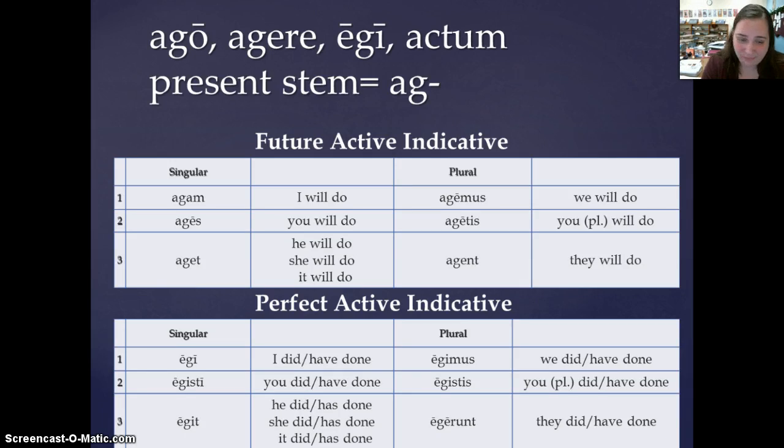The perfect functions exactly the same way for all conjugations. So exactly what you expect, our perfect stem gotten from the third principal part, so eg: egi, egisti, egit, egimus, egistis, egerunt, so I did or I have done, so on and so forth.